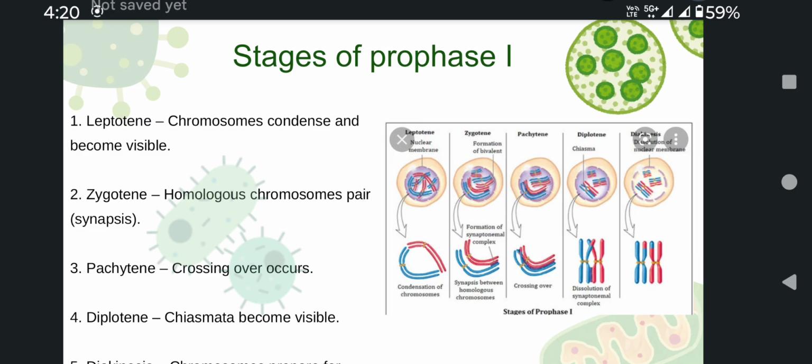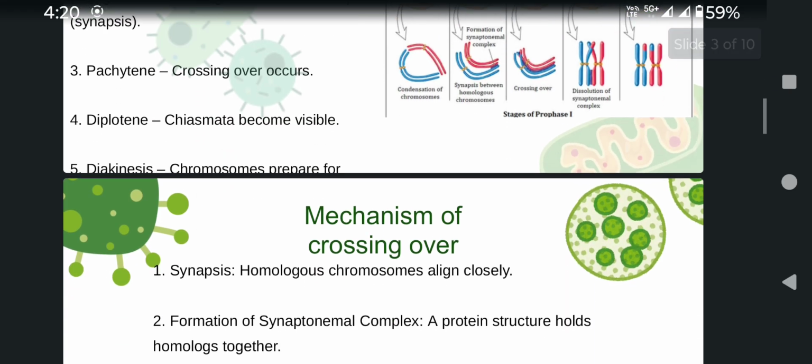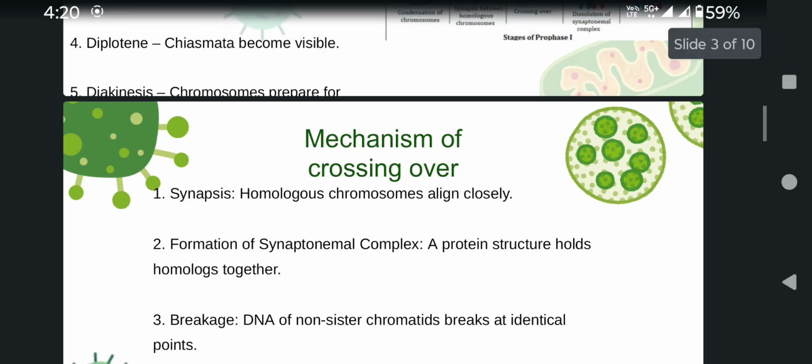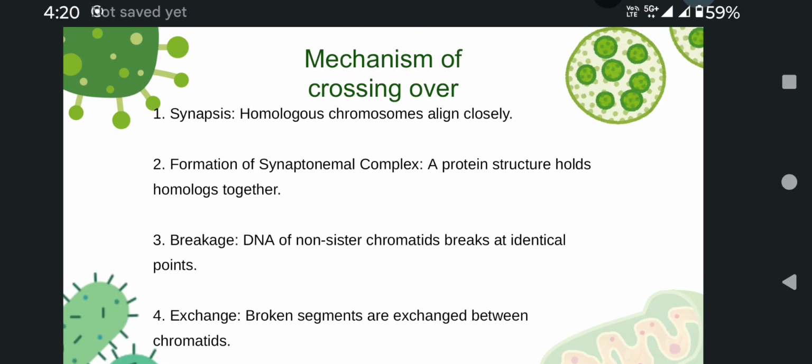These are diagrammatically shown in these pictures. You can see leptotene, zygotene, pachytene, diplotene and diakinesis. Now let us understand the process, the mechanism of crossing over. Generally there are four stages. First is synapsis, second is formation of the synaptonemal complex, third is breakage, and fourth is exchange.